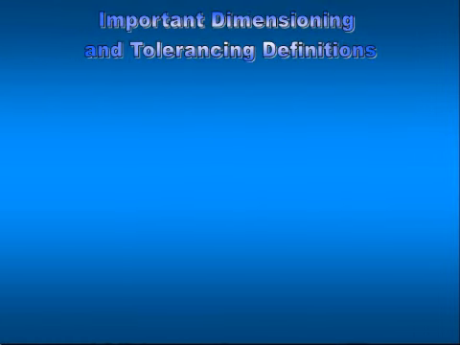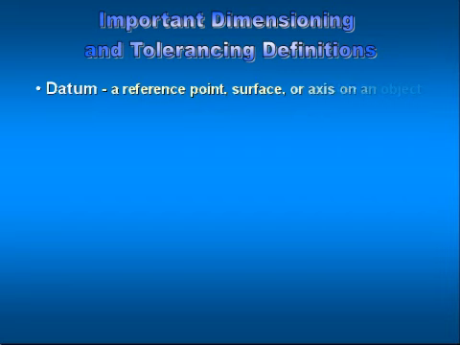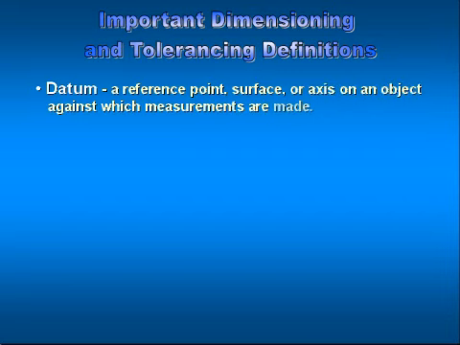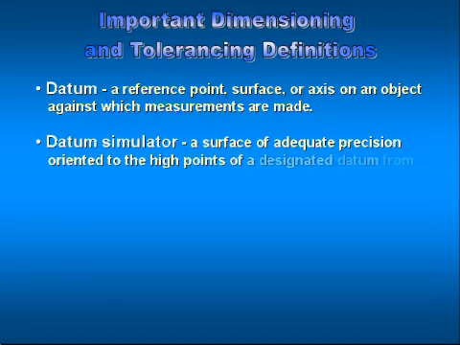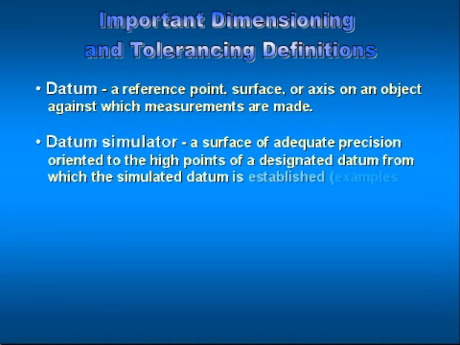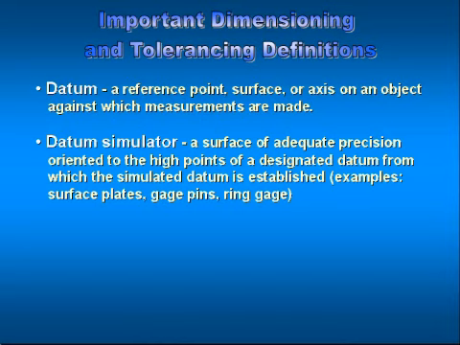Important dimensioning and tolerancing definitions. Datum. A reference point, surface, or axis on an object against which measurements are made. Datum simulator. A surface of adequate precision oriented to the high points of a designated datum from which the simulated datum is established. Examples of these are surface plates, gauge pins, and ring gauges.